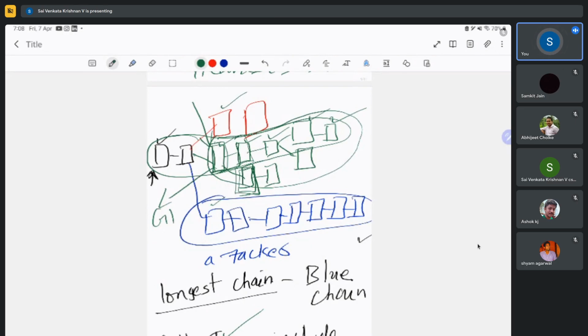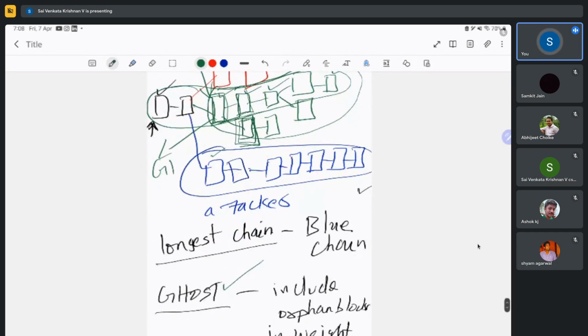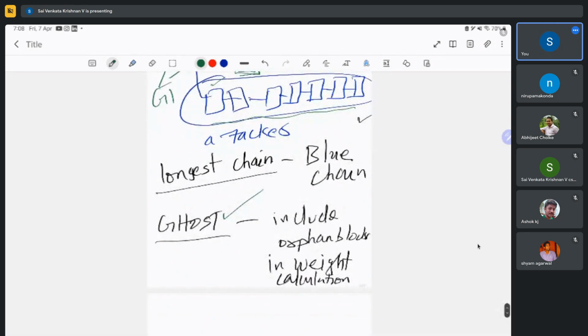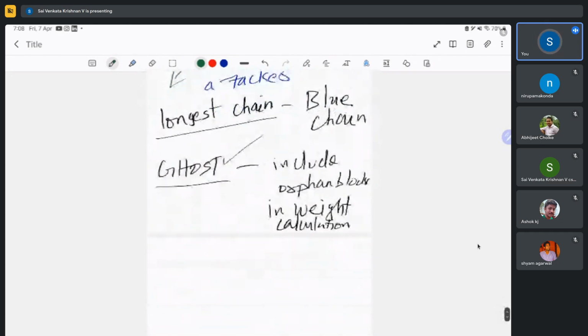And now if we are following the GHOST algorithm, and say the attacker has to do a double spend operation, just doing a selfish mining strategy by coming up with these many blocks is not sufficient, because instead of coming up with this blue chain, the attacker now has to come up with a chain something like this.